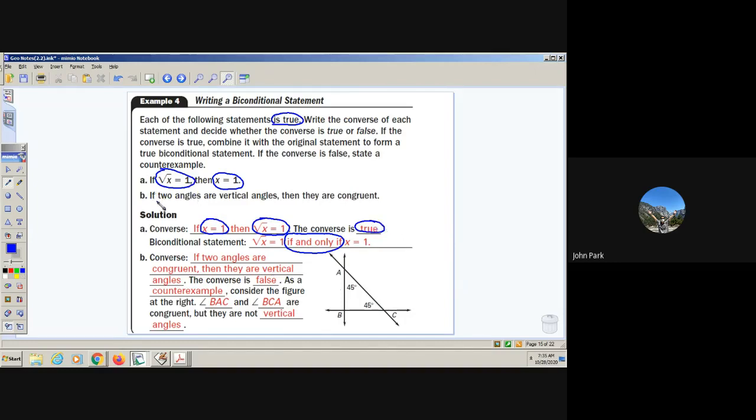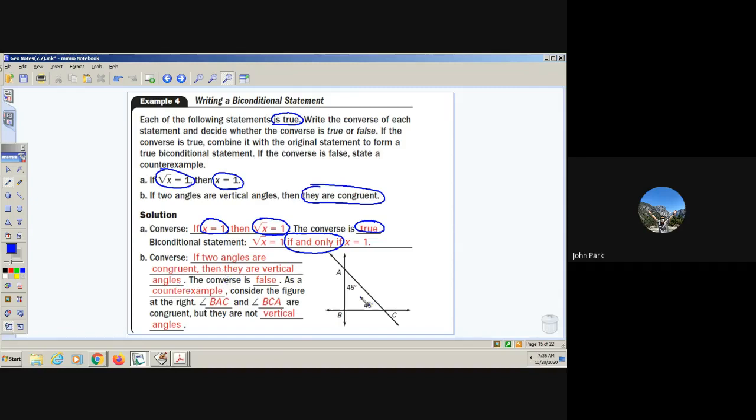Now the second one: if two angles are vertical angles, then they are congruent. Vertical angles are congruent, so this is true. Now the converse, we switch this to the front, so that's what I have here. If two angles are congruent, then the two angles are vertical angles. So we switch the hypothesis and the conclusion. But this is false.